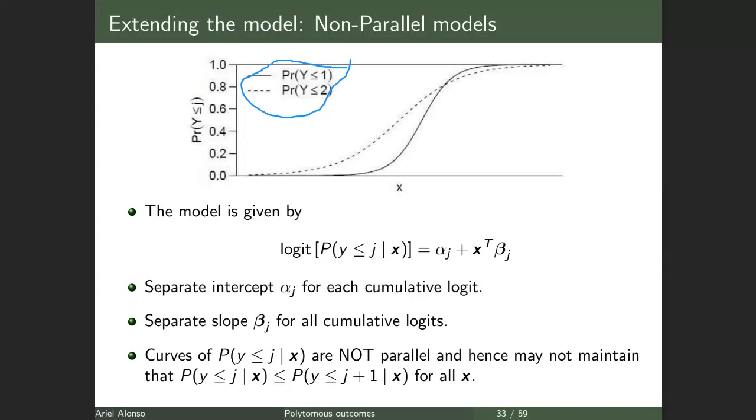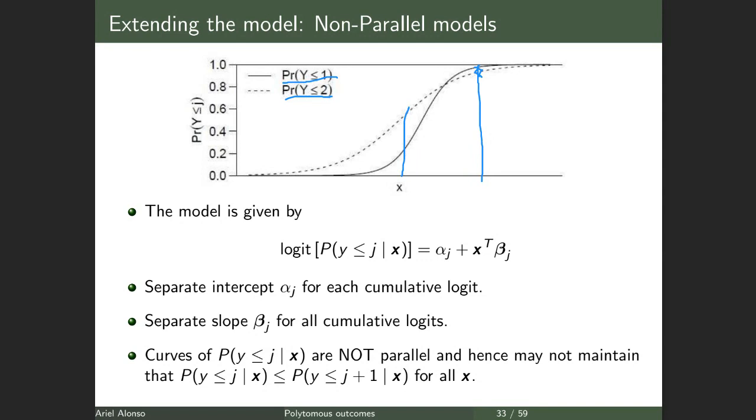And that means that, for instance, if you have a value for the covariate here, the probability that y is smaller or equal than 1 is smaller than the probability that y is smaller or equal than 2. That's what you would expect, right? That's the logical thing. This probability over here should be smaller than this probability. And it happens here. But if you consider now this other value for the covariate, then you see that the probability that y is smaller or equal than 2 is smaller than the probability that y is smaller or equal to 1. That doesn't make any sense.